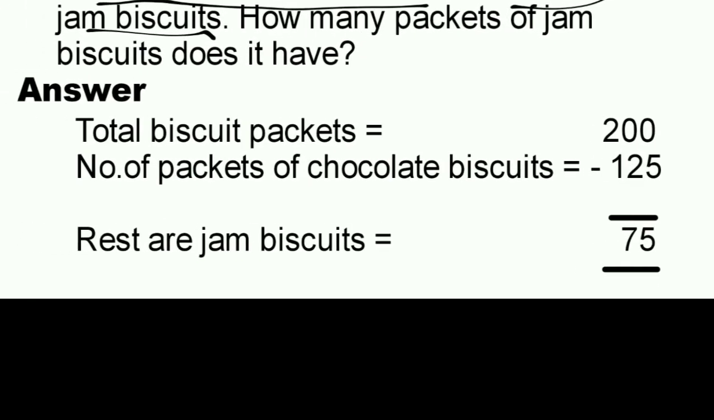So total biscuit packets are 200 and the number of packets of chocolate biscuits is 125. So the rest will be jam biscuits, that is 75 packets of jam biscuits. Clear?